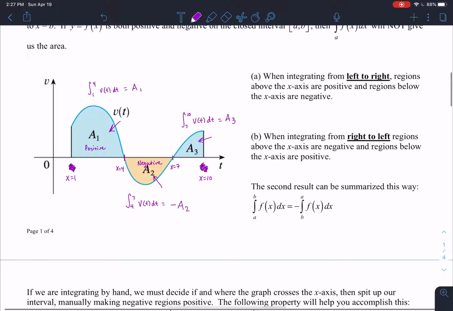So that's highlighted in this first point here. When integrating from left to right, regions above the x-axis are positive. Regions below are negative. So that's something very important to keep in mind.